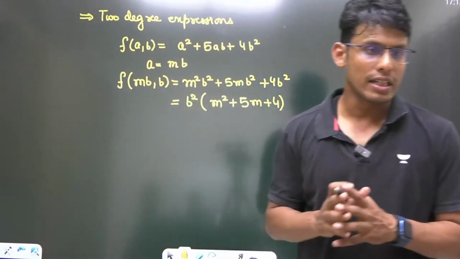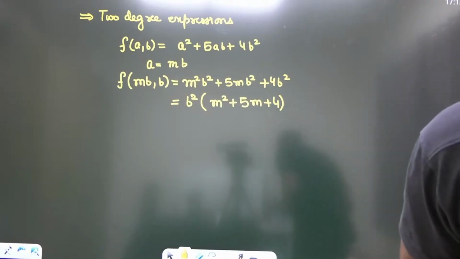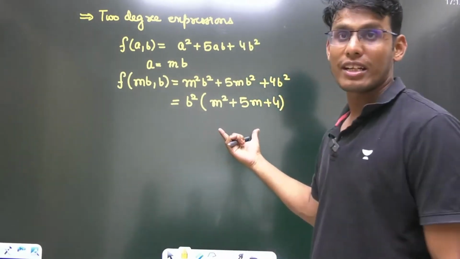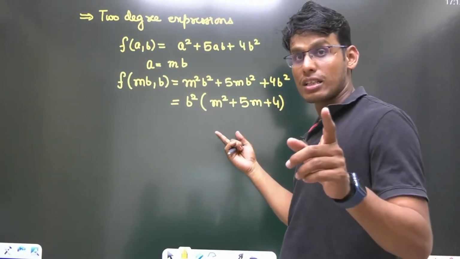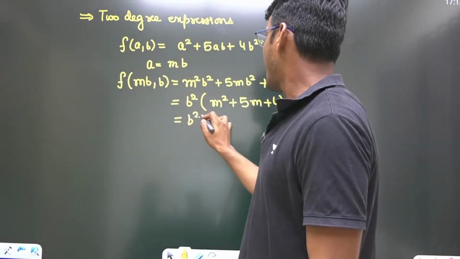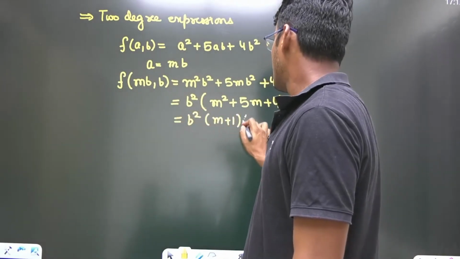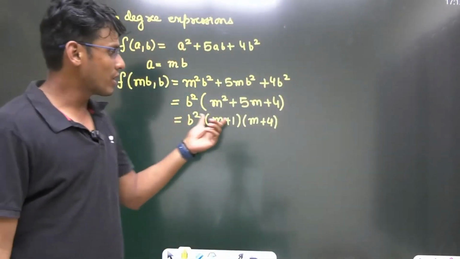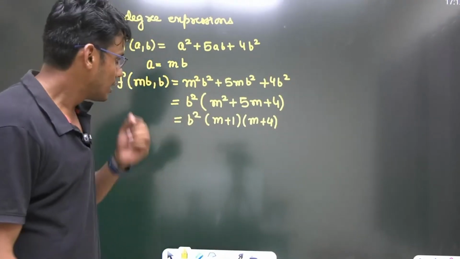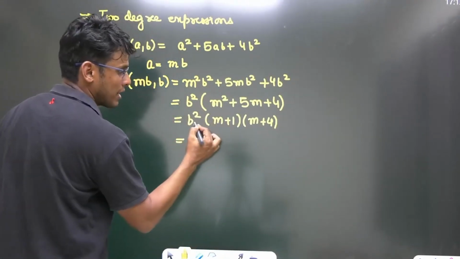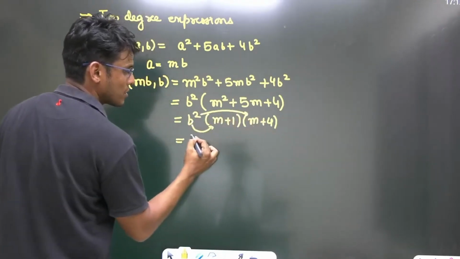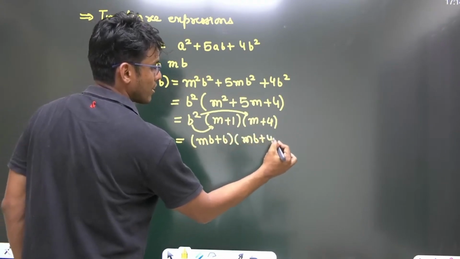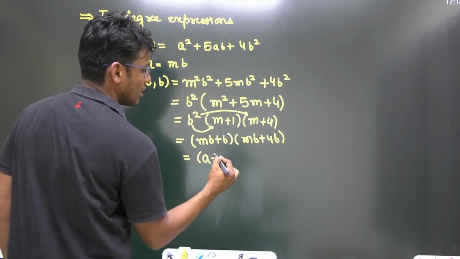Isn't it, guys? Am I making absolute sense here? Now, this we can factorize. We have factorized it in the last class, if you remember. So I'm writing it directly: b square into m plus 1 into m plus 4. Now, this is the funny part. Just multiply 1 b in this and 1 b in this bracket. So you get mb plus b, mb plus 4b. Now, what was mb? mb was a, isn't it?